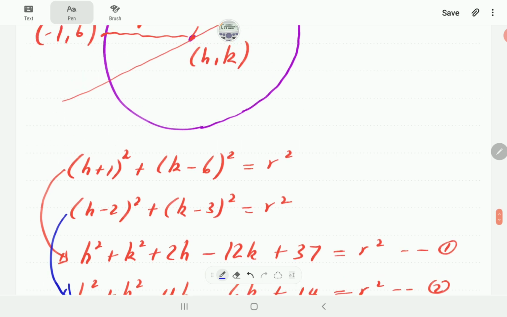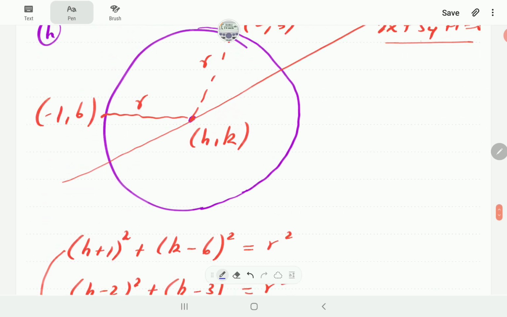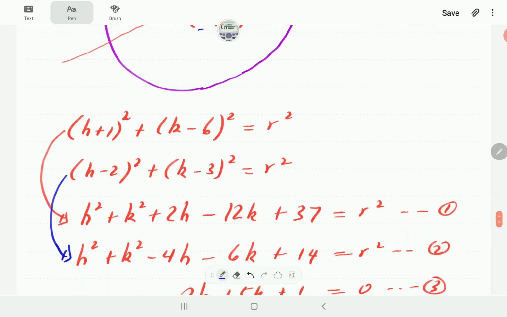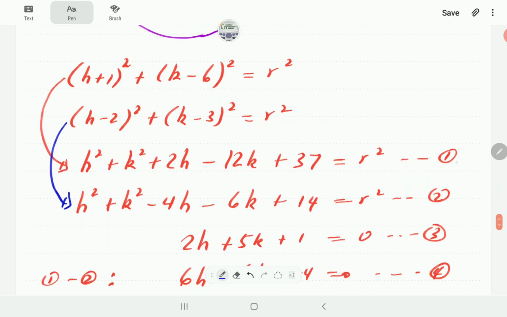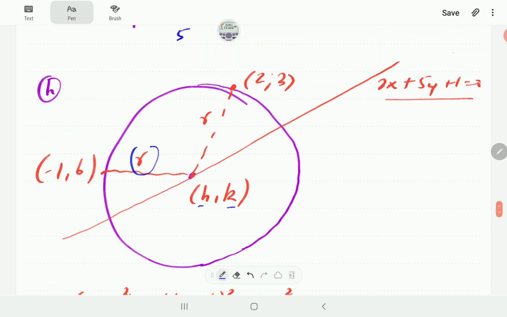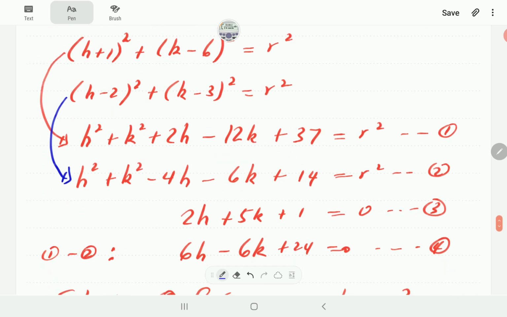Now notice here we have 3 unknowns really, so we've got h, k, r, all of them are not known, so we need 3 equations. So these are our first 2 equations. We need a third one. We haven't used the fact that the center is on this line. So if the center is on this line, h and k must satisfy the equation of the straight line. So that gives us equation number 3.